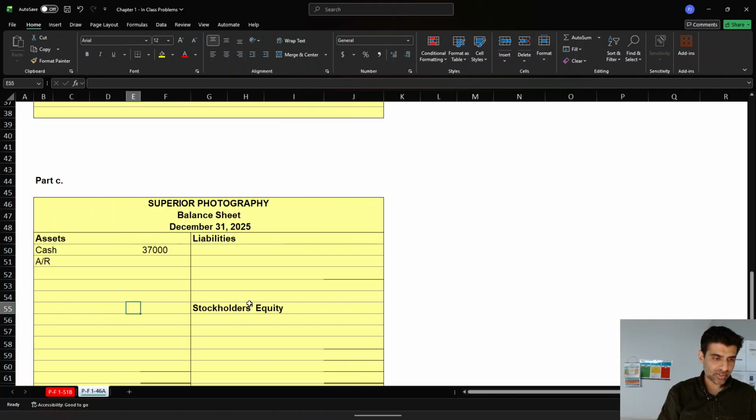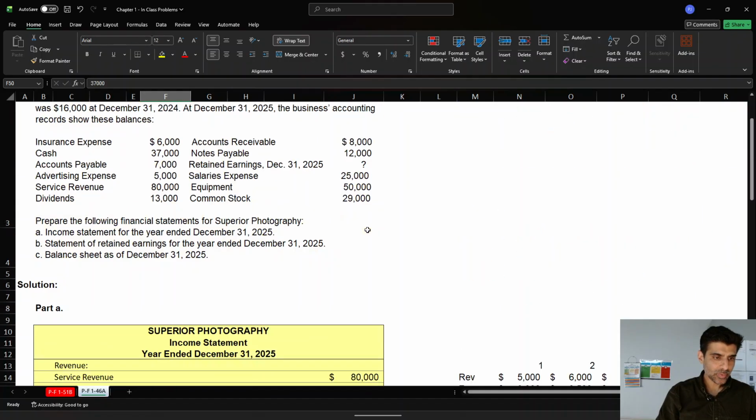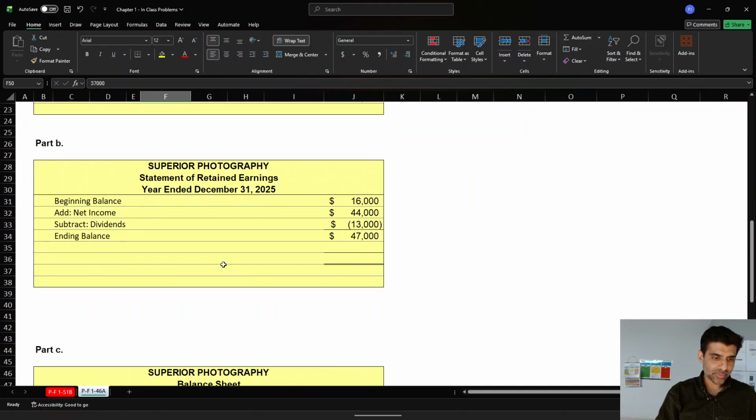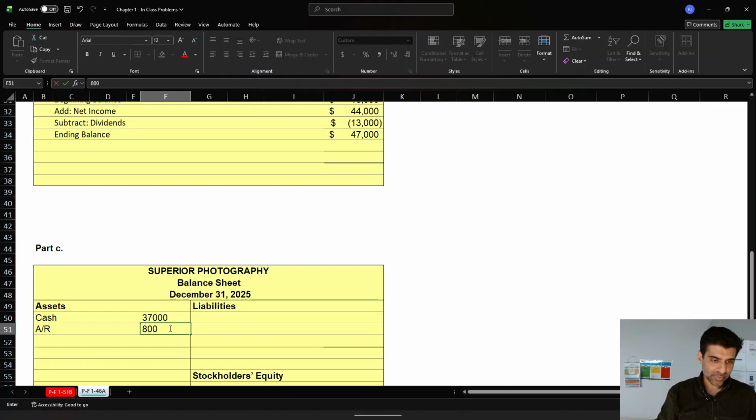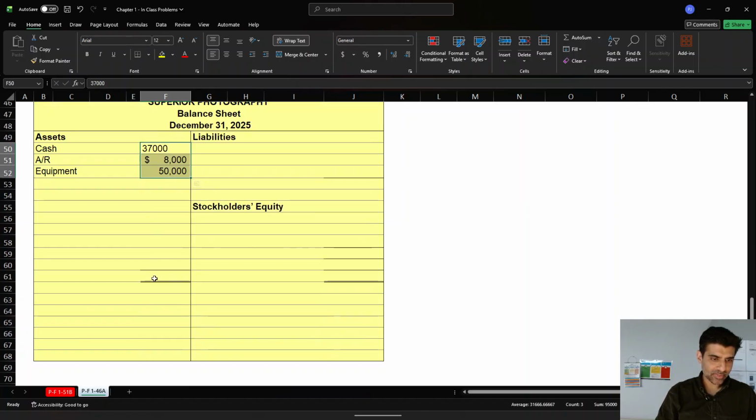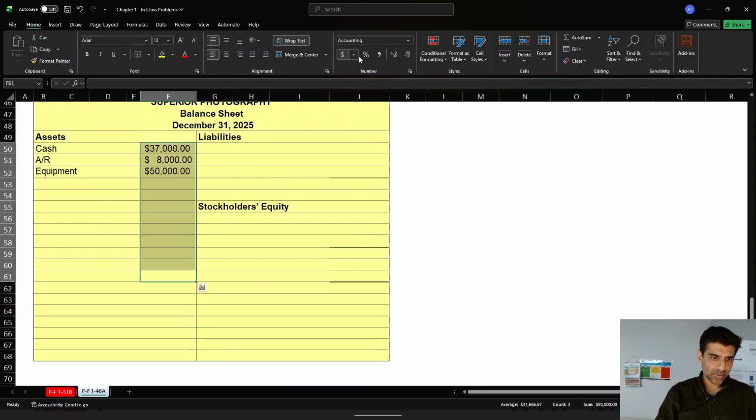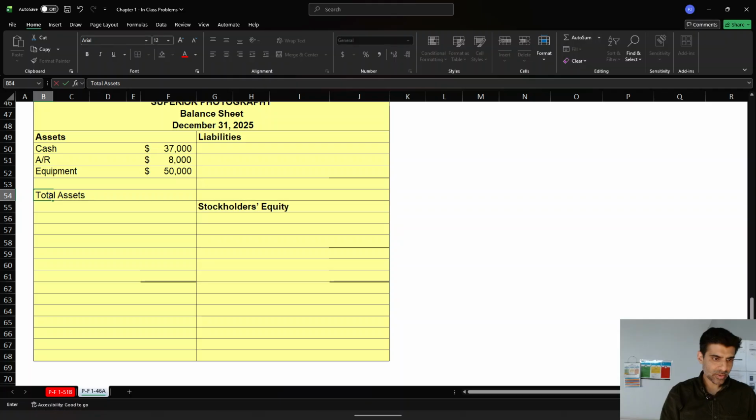Let's continue. Let's just finish this. I started with the cash, accounts receivable, 8,000. What other asset did I have? Equipment. What was my balance? Okay, 50,000. I'm going to format this, make this all nice, make these dollars. And then for my total assets, I'm going to use the sum function and add these up.